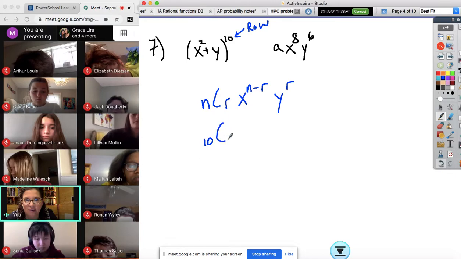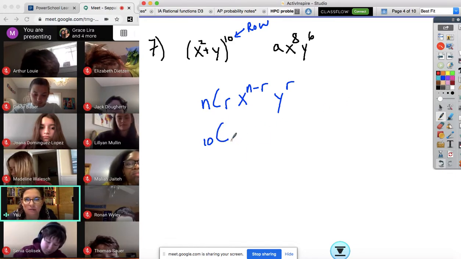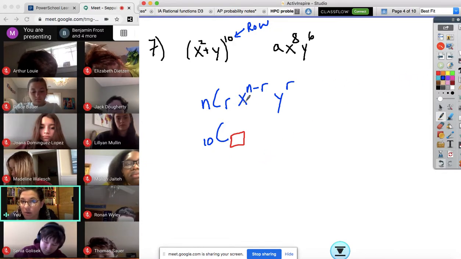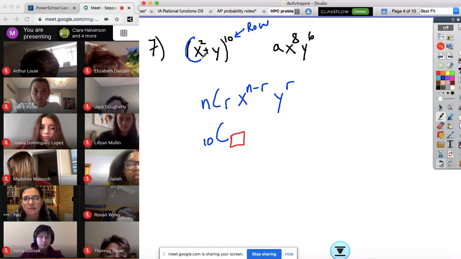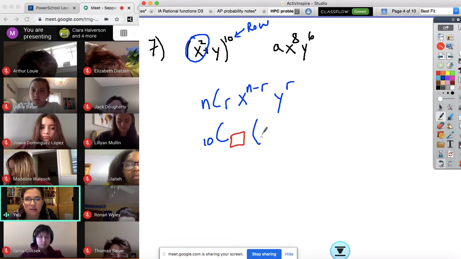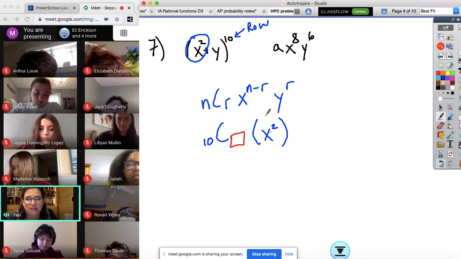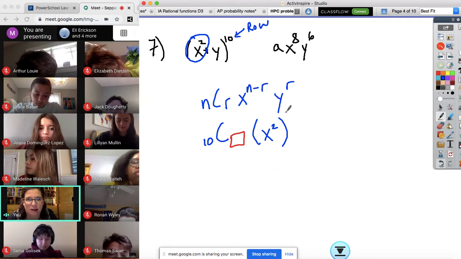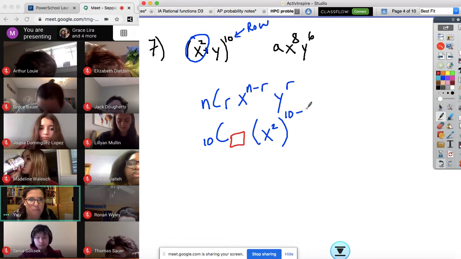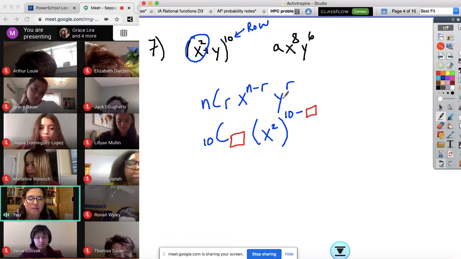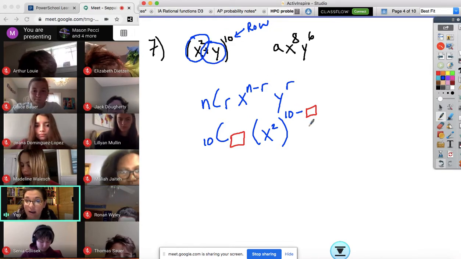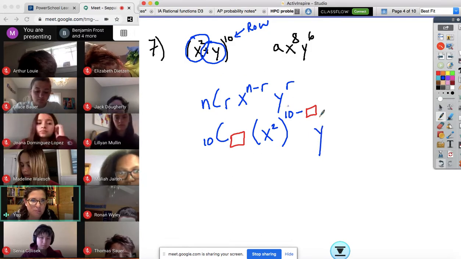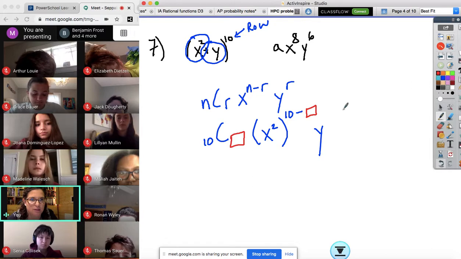So we definitely know that's a 10. At the moment, I don't know what r is. I'm going to figure that out. X in the formula is not always an X. I think some people thought that it was always an X. It's not. It's whatever is listed first, which is an X squared in this case. And that's going to get raised to the n minus r, which would be 10 minus something. I don't know yet. And then the y in the formula is not always a y. It's whatever the second thing is. In this problem, it is a y, but it won't always be. And that's going to get raised to the r, which I don't know what that is yet.